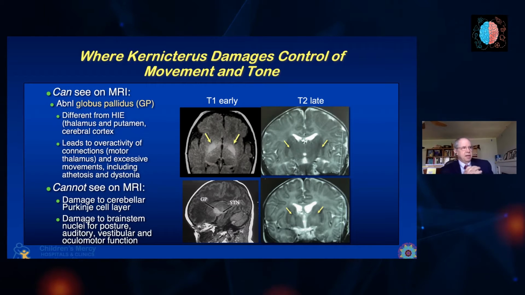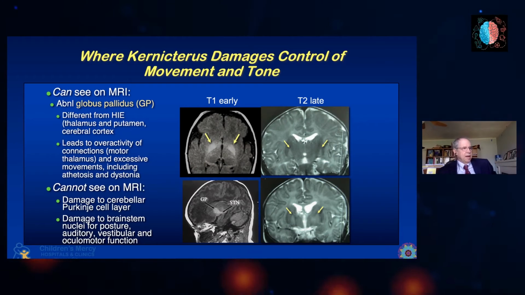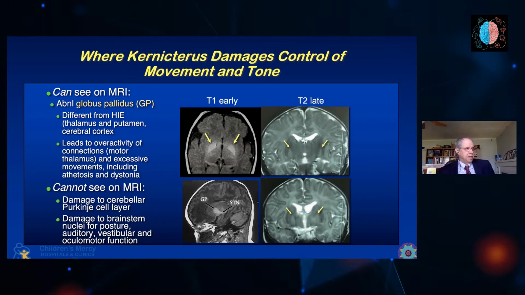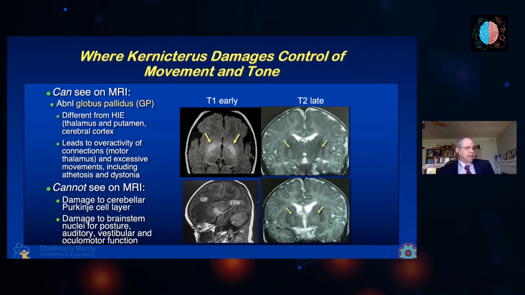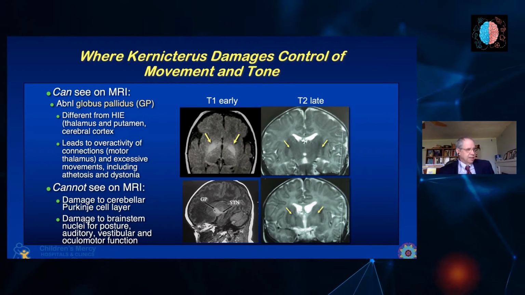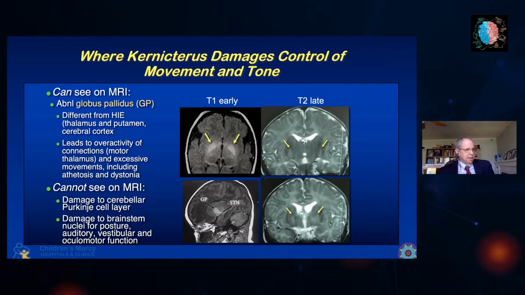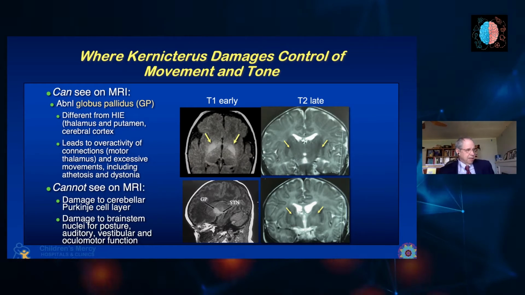Well, you can see this on an MRI. Early on, the T1 weighted images are hyperintense, and you could see the globus pallidus bilaterally in this child who was, I think, 8 days old. And this is on a sagittal view where you could see both the globus pallidus and the subthalamic nucleus.